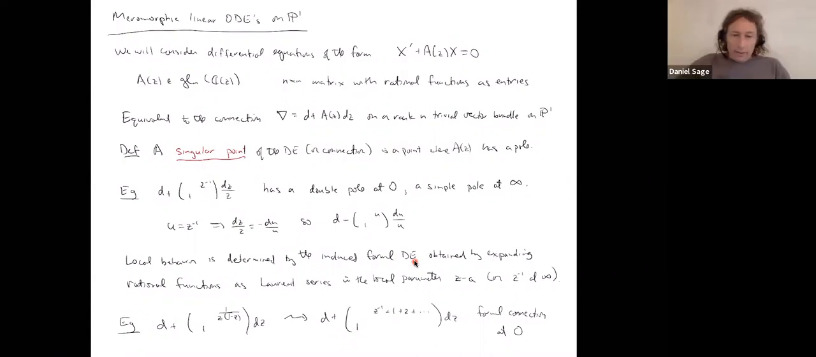Anyway, what does this mean in practice? It means that you take your matrix of your connection, which, you recall, has rational functions in it, and you expand all those rational functions as Laurent series in the local parameter at your point. So z minus a if you're at a finite point, and z inverse if you're at infinity. I just gave a little example here. If you have d of this matrix here, then at 0 the induced formal connection looks like this.